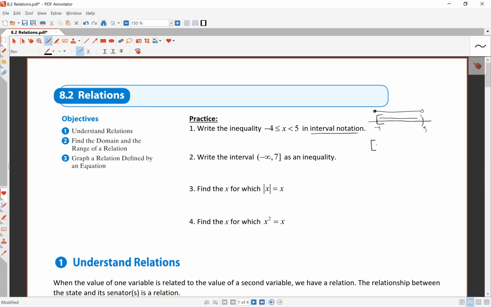And it's always the left number to the right number, all the numbers between -4 and 5, including -4. That's the interval notation. If we have it given in interval notation already, all the numbers that come from -infinity all the way up to 7, as an inequality, that would be all of the numbers less than or equal to 7.